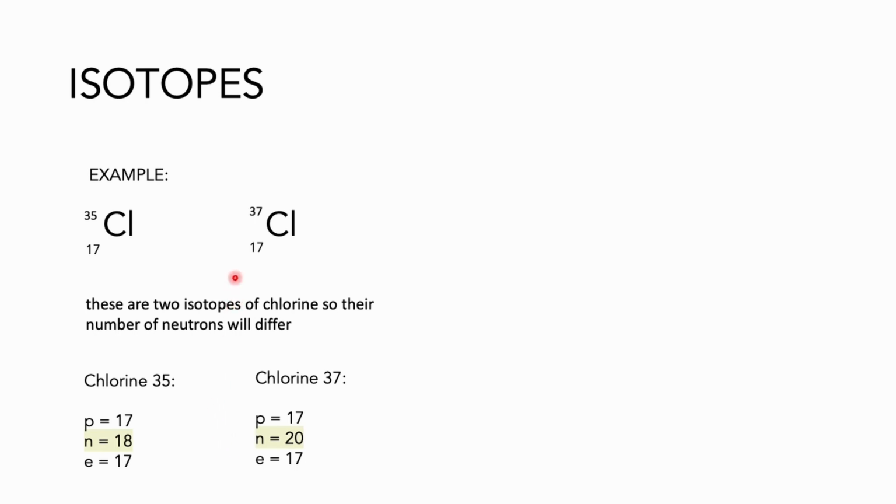Here's an example of 2 isotopes of chlorine. You can see that their atomic numbers are the same, 17, but chlorine-37 has a larger mass than chlorine-35. This is because chlorine-37 has 2 more neutrons.